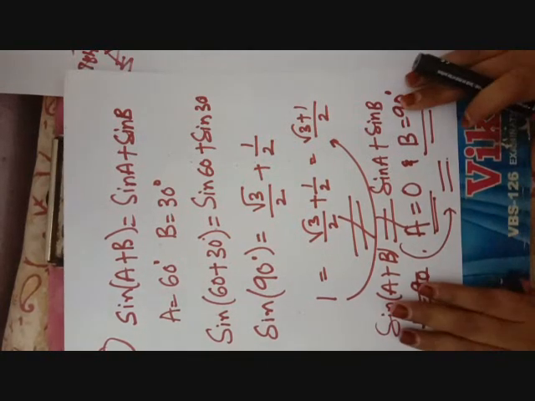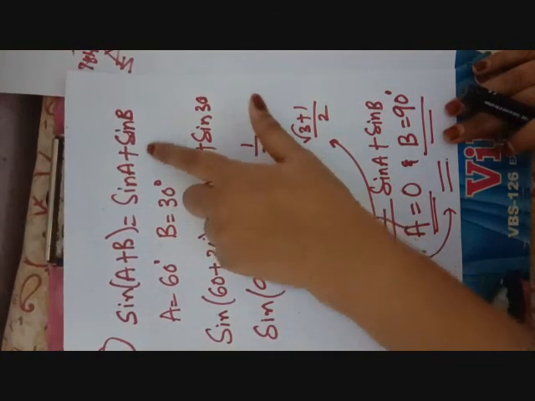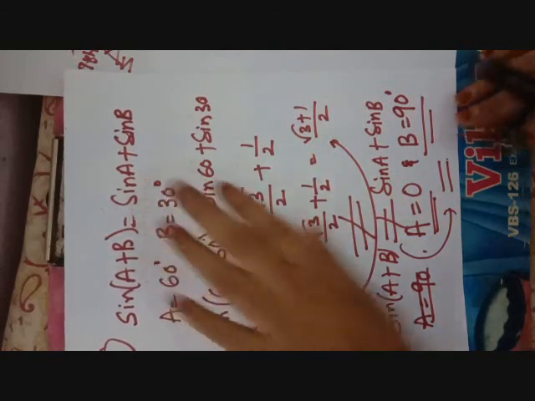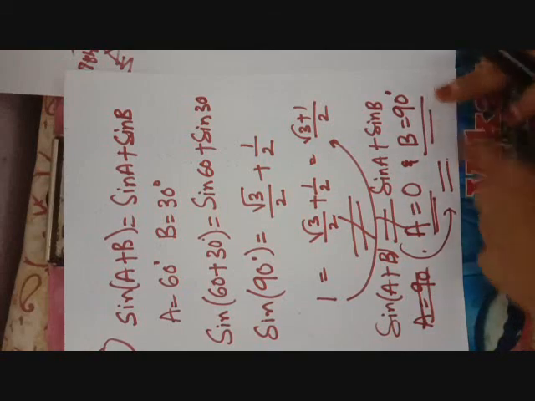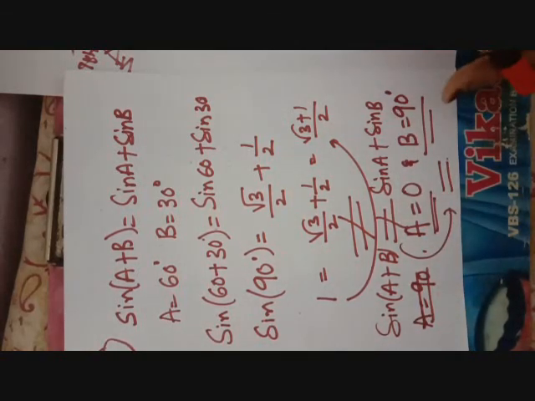Do you have any doubt in this? How I did sin A plus B is equals to sin A plus sin B? This is only true when A is 0 and B is 90 or vice versa. Otherwise, it is not true for any other value.